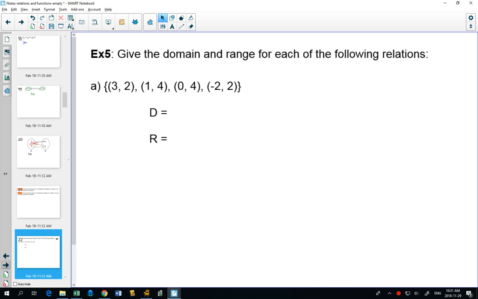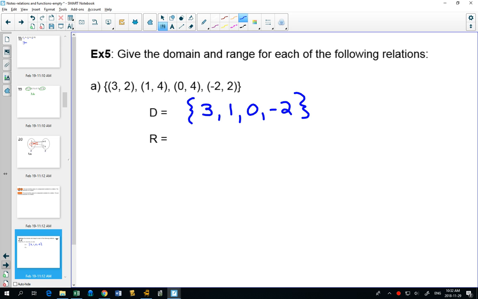So give the domain and range for each of the following relations. Special notation. When we write domain, we like to write squiggle brackets like that. And we can list all of the x values. We can see our x values are 3, 1, 0, and -2. And it doesn't matter the order that you write them in. So some people really like to start with their smallest number and go to their biggest. Some people really like to just write it as they see it. It would be fine either way.